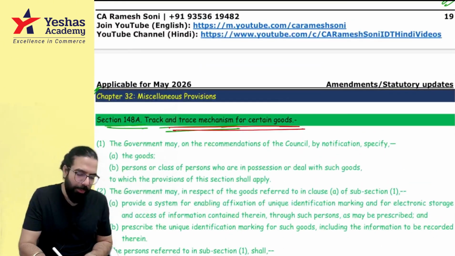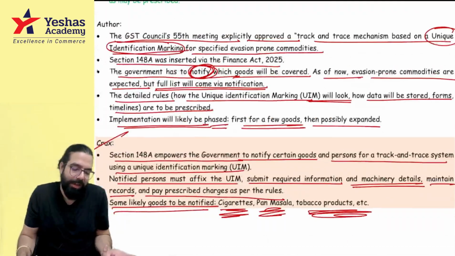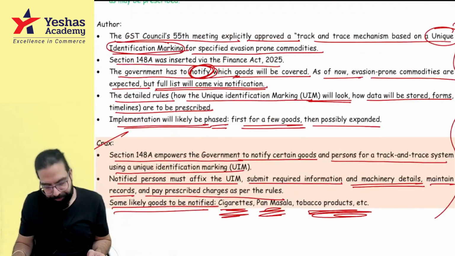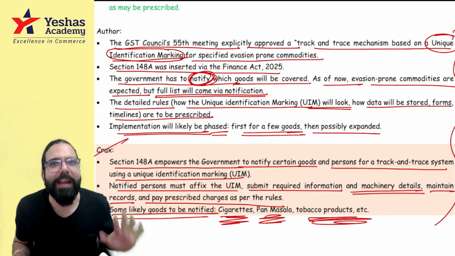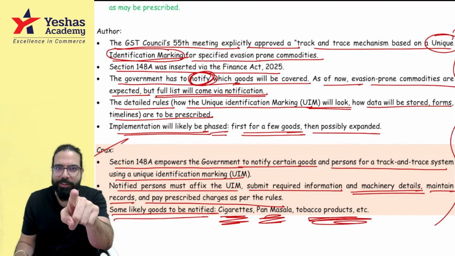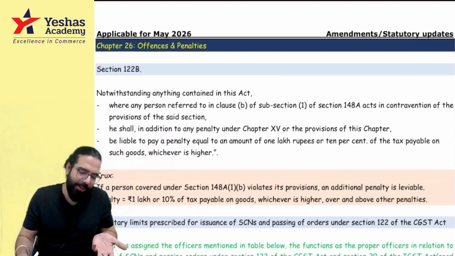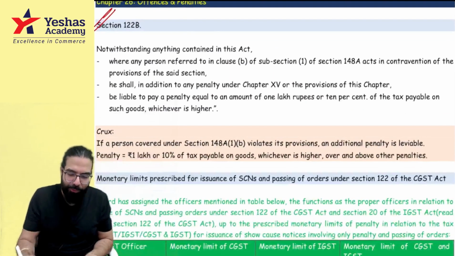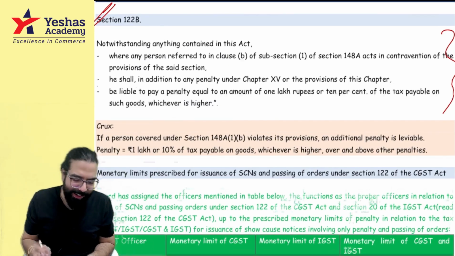So sir, how important is this? I feel C graded. Okay, but still by chance if they ask you in the exam, write this story and come. Now, if you don't follow the track and trace mechanism, then they are telling that in the offences and penalties chapter one point is added that we will penalize you. That's all everyone. They are telling, sir, if you don't follow the track and trace mechanism, which is yet to be prescribed, then we will charge you.